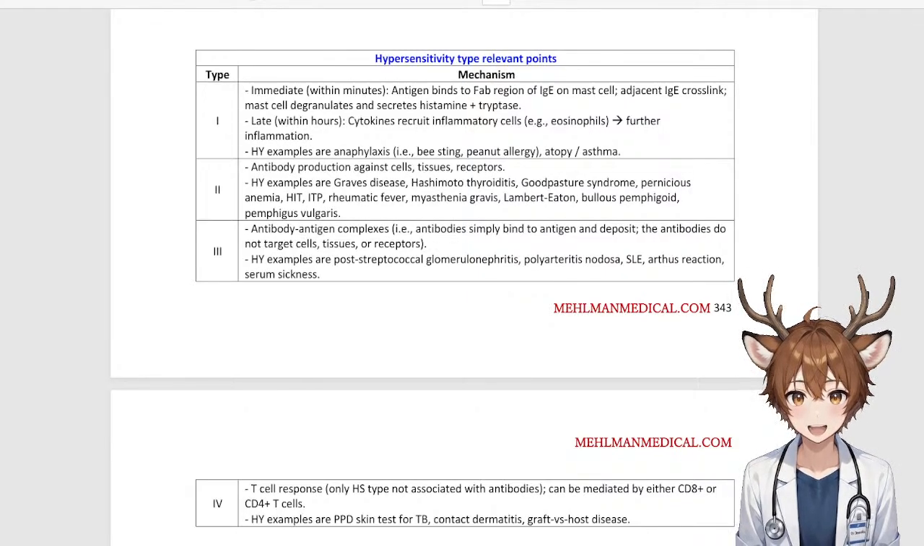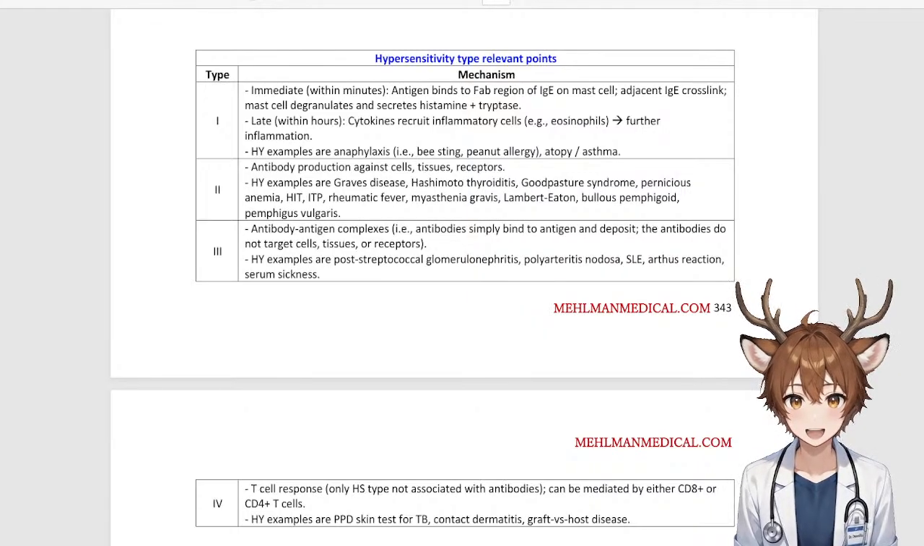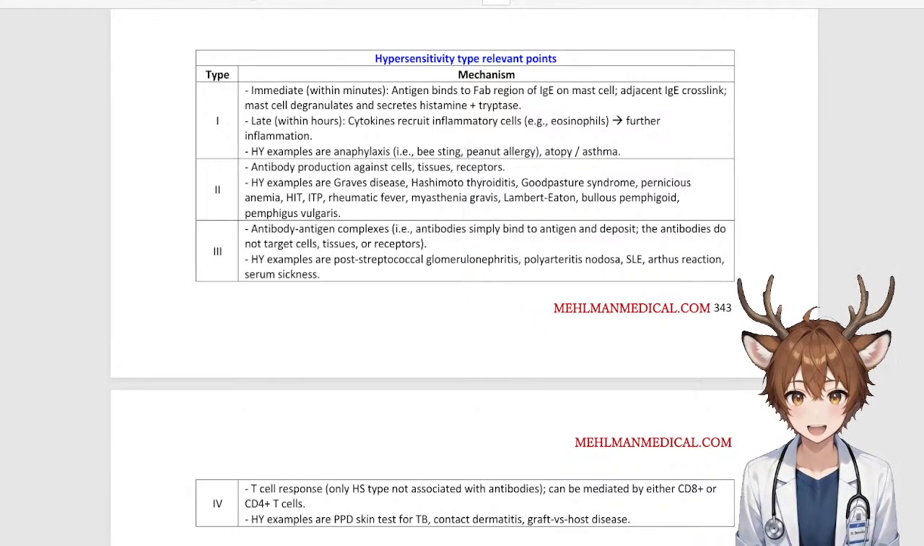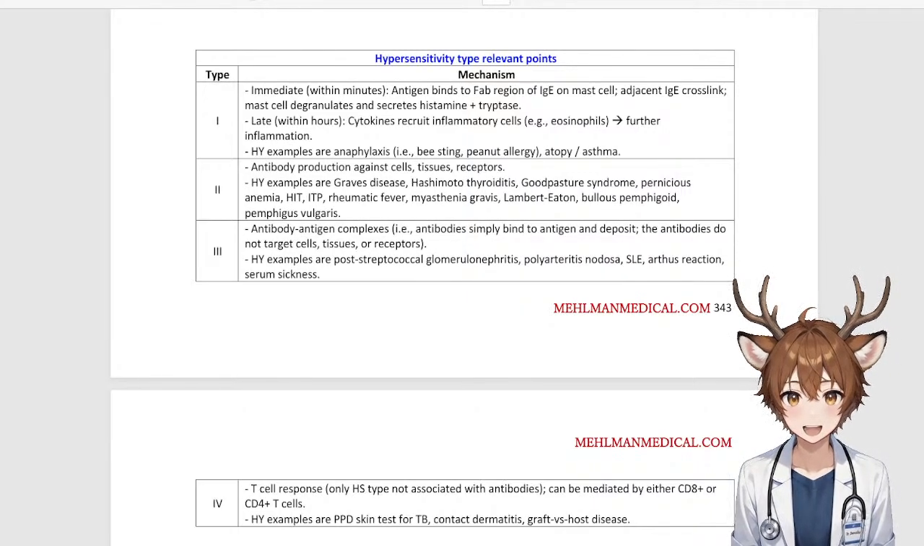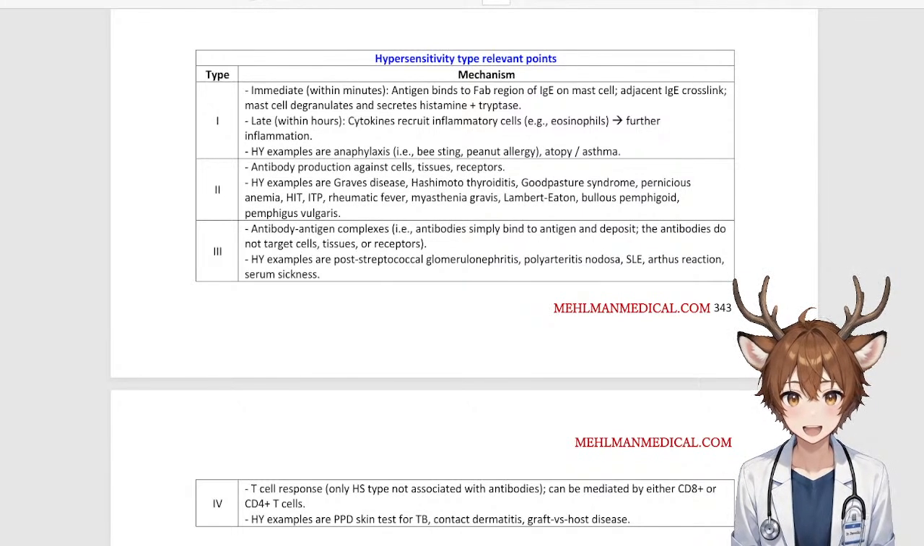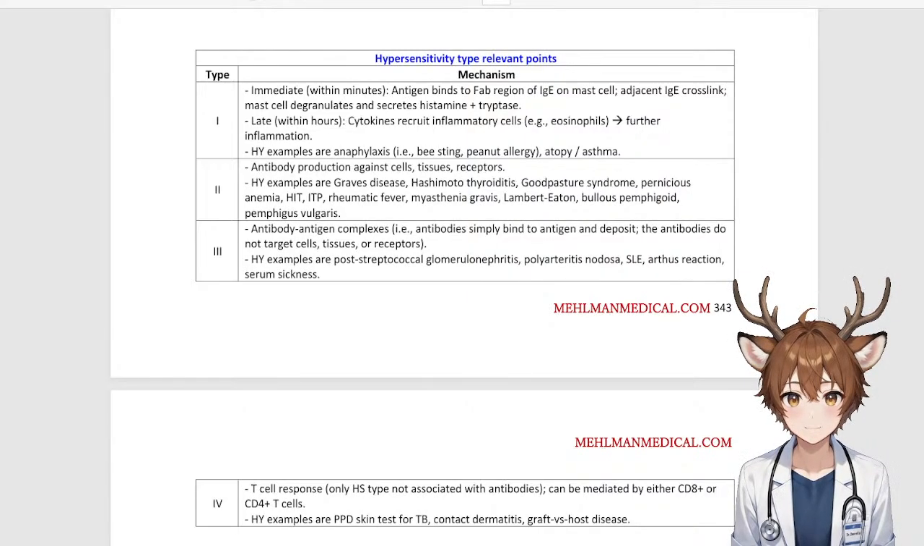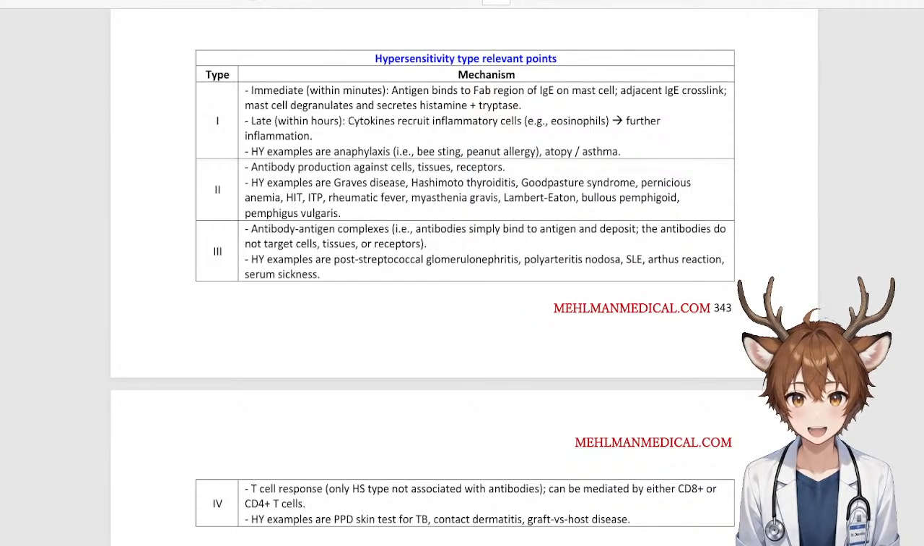Type 3 hypersensitivity, antibody-antigen complexes, that is to say, antibodies simply bind to antigen and deposit. The antibodies do not target cells, tissues, or receptors. High-yield examples are post-streptococcal glomerulonephritis, polyarteritis nodosa, systemic lupus erythematosus, Arthus reaction, and serum sickness.